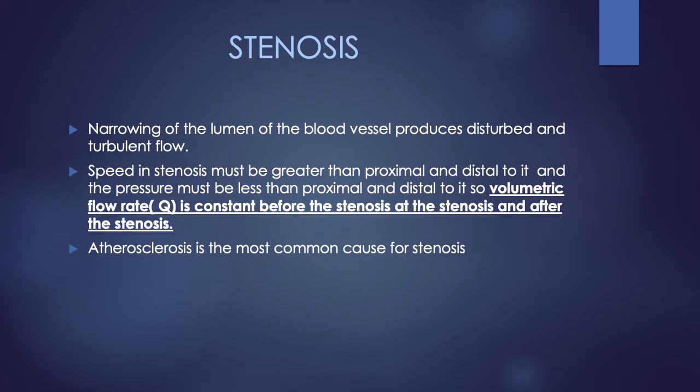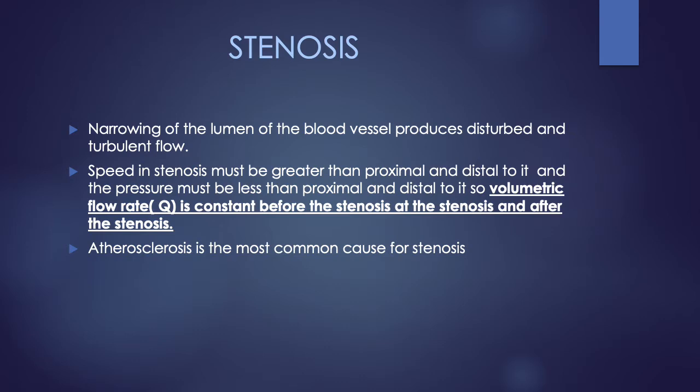Stenosis. What is stenosis? Stenosis is narrowing of the lumen of the blood vessel, which produces disturbed and turbulent flow. Speed in stenosis must be greater than proximal and distal to it, and the pressure must be less than proximal and distal to it for flow to occur in the stenotic area. Volumetric flow rate is constant before the stenosis, at the stenosis, and after the stenosis, according to the continuity rule.